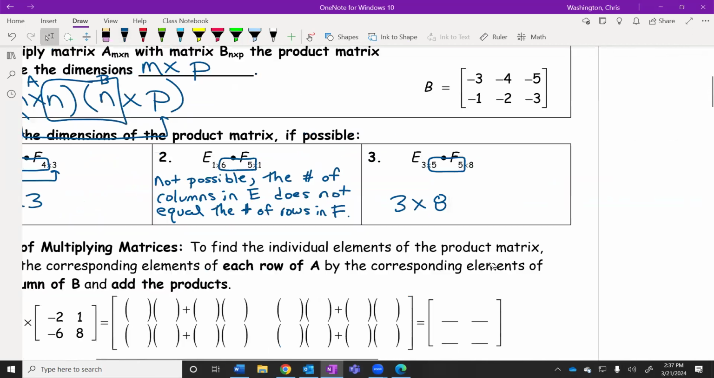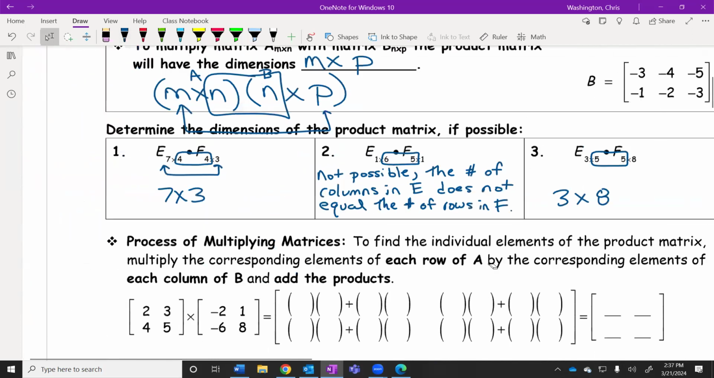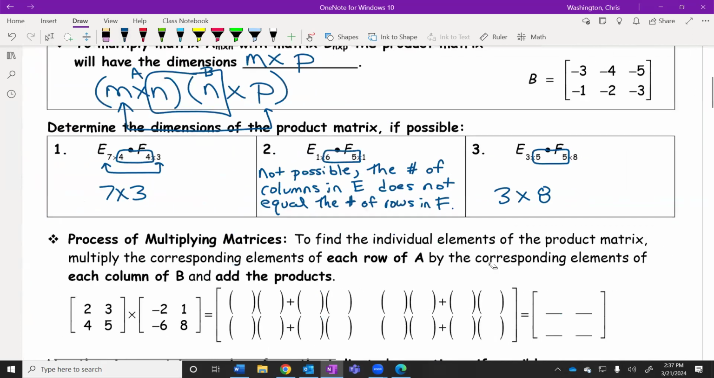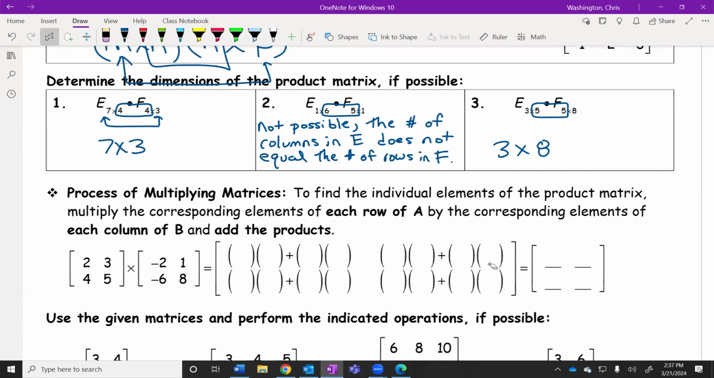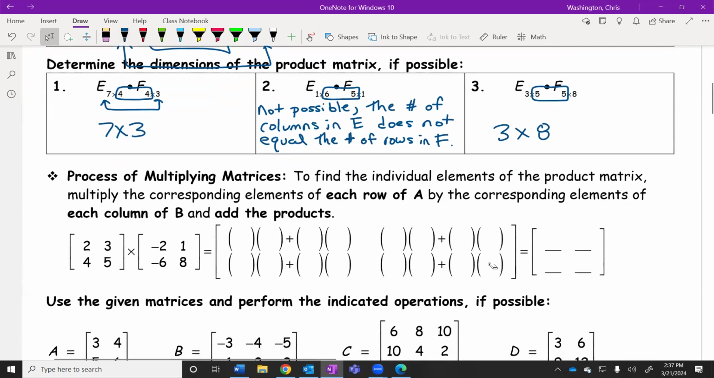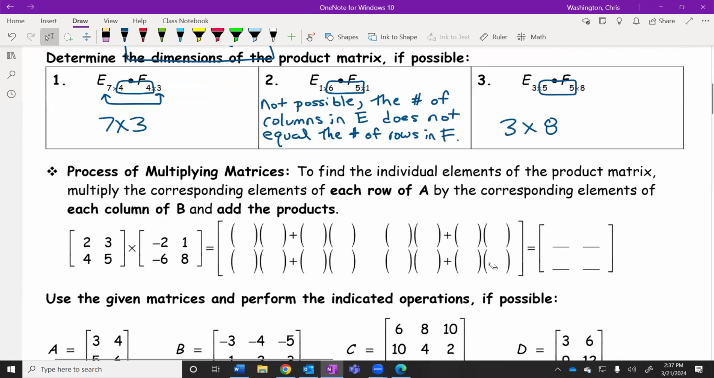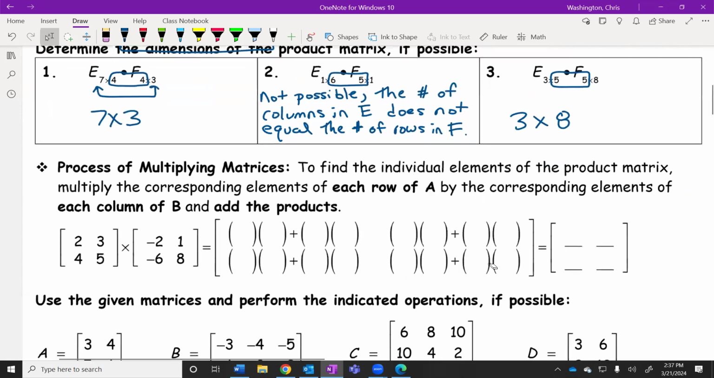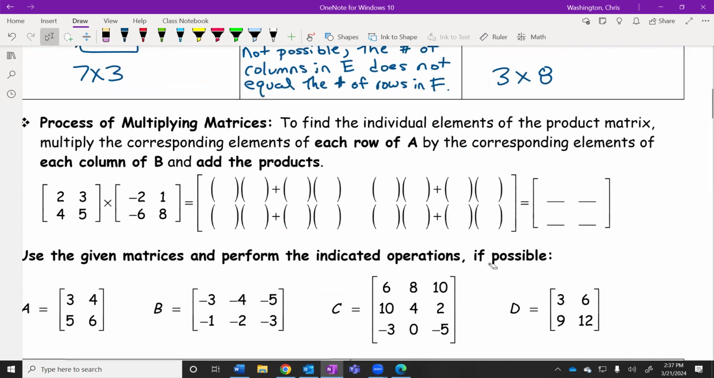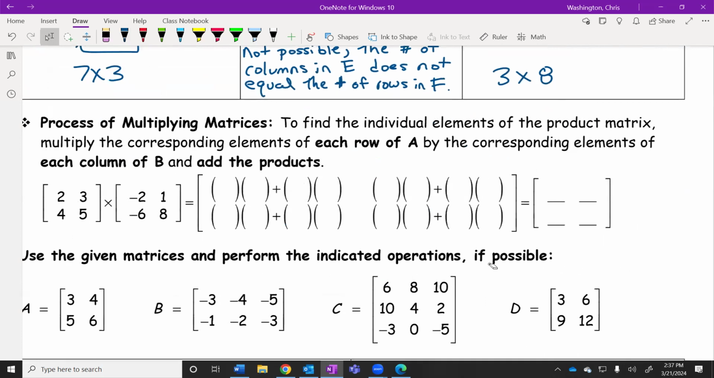All right, now we did that real life example, but let's actually multiply some matrices together. So to find the individual elements of the product matrix, you multiply the corresponding elements of each row by the corresponding elements of each column, and then add those together. Why do we do that?